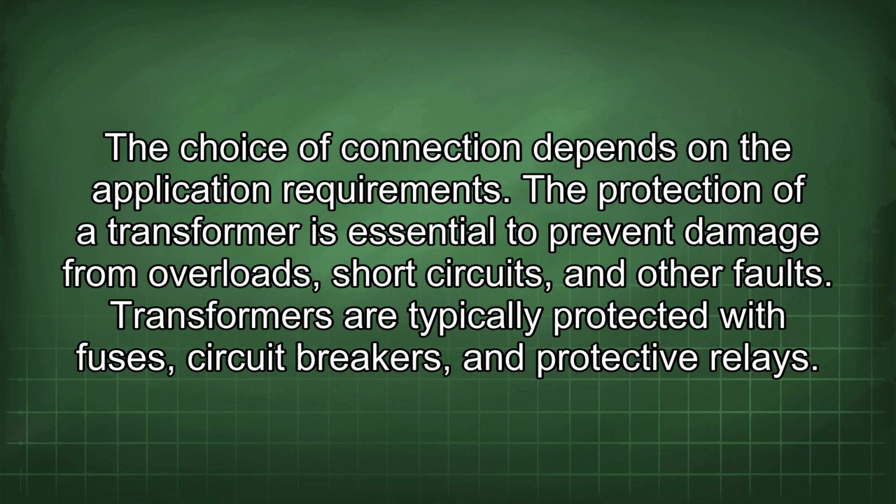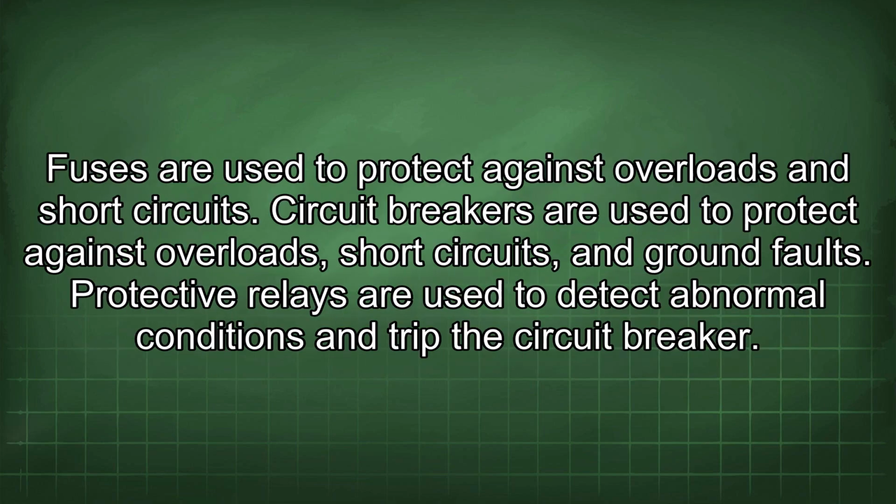The protection of a transformer is essential to prevent damage from overloads, short circuits, and other faults. Transformers are typically protected with fuses, circuit breakers, and protective relays. Fuses are used to protect against overloads and short circuits. Circuit breakers are used to protect against overloads, short circuits, and ground faults. Protective relays are used to detect abnormal conditions and trip the circuit breaker.